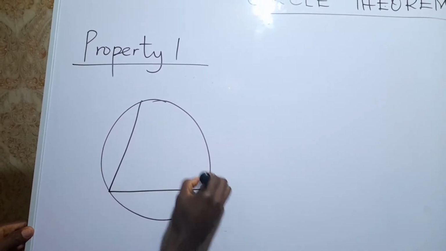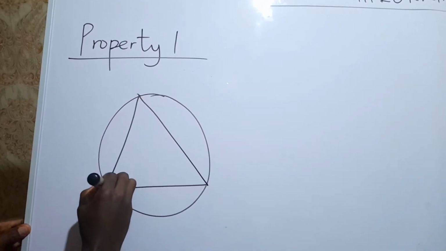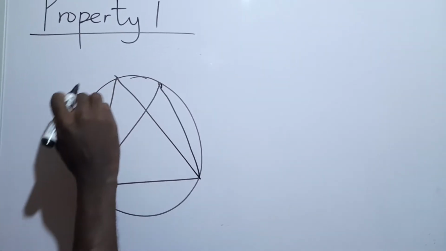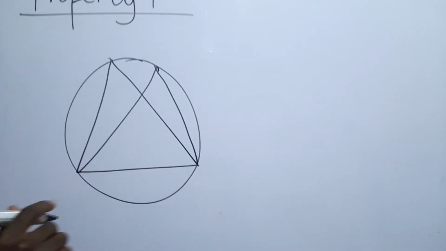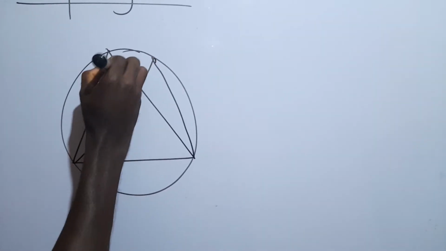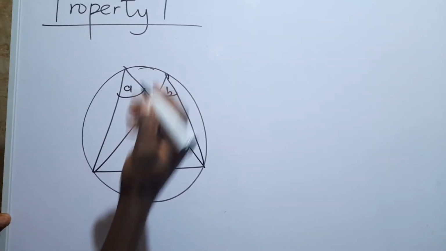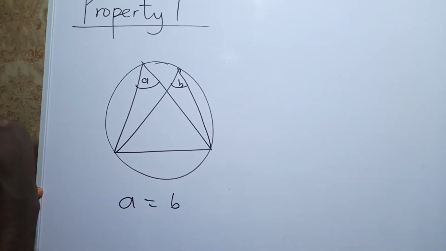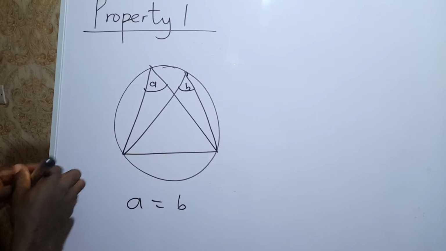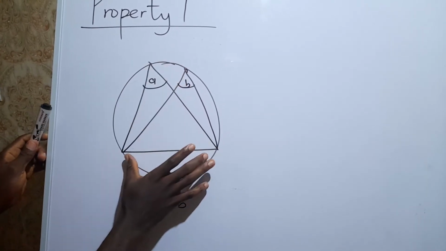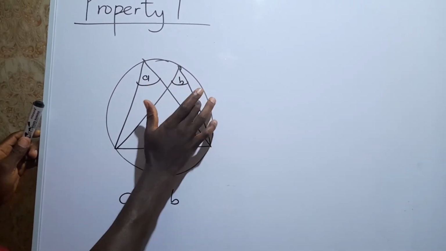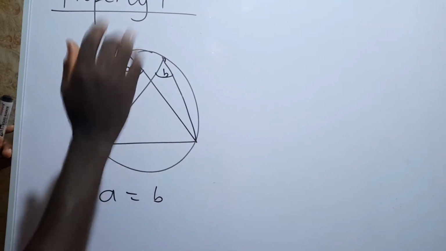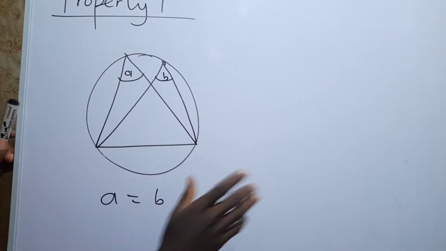The first property says that if we have a circle and there is a chord, and that chord sustains an angle at the circumference of the circle, but the same chord again sustains an angle in the same segment of the circle, those angles that the chord sustains are equal. So we can say A is equal to B. Please take notice of it. If a chord sustains angles at the circumference in the same segment, then those angles are equal.